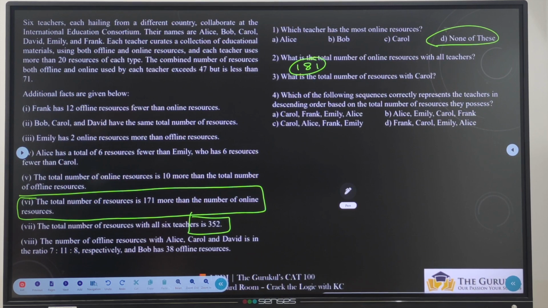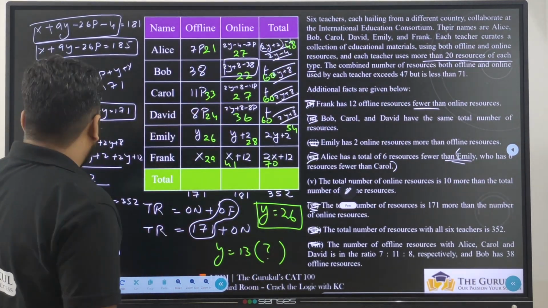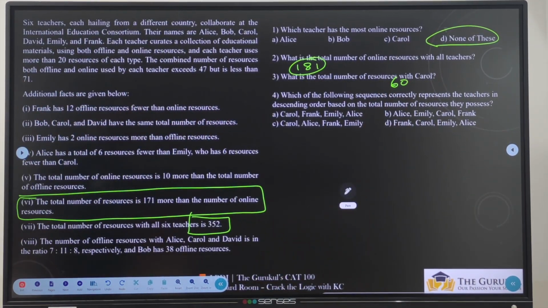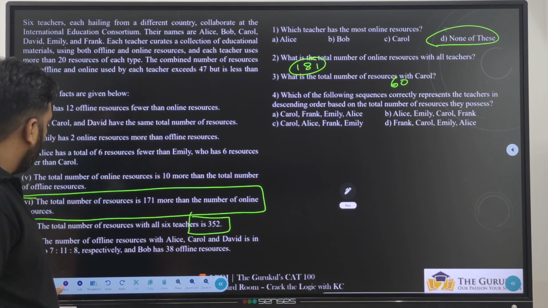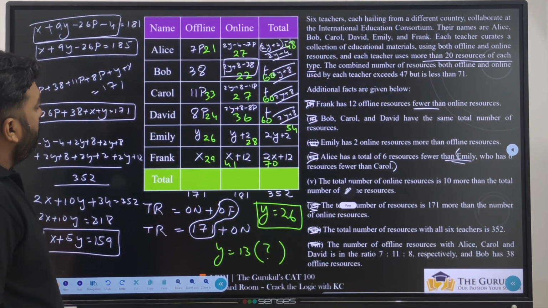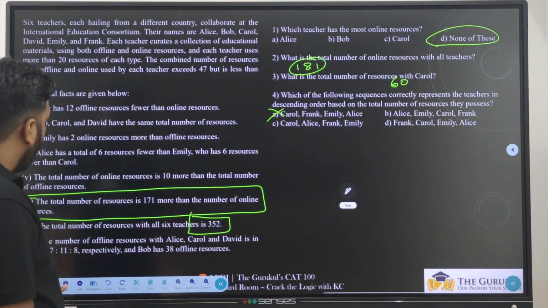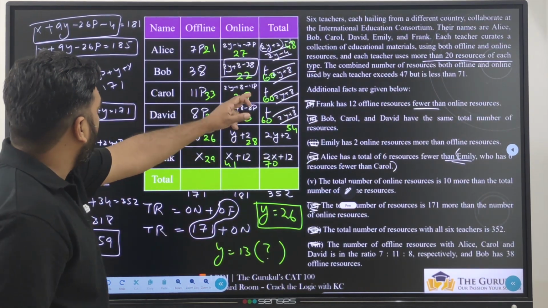What is the total number of resources with C? C is having a total of how much? Total of 60 resources. Perfect. Which of the following sequences correctly represents the teachers in descending order based on the total number of resources they possess? So C, F, E, A. We want to find the descending order. C, F, no, that is not happening. F and C will happen, option D, because F is more and then C is coming.